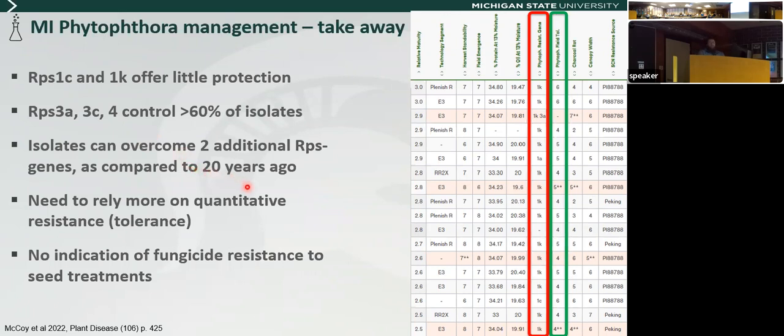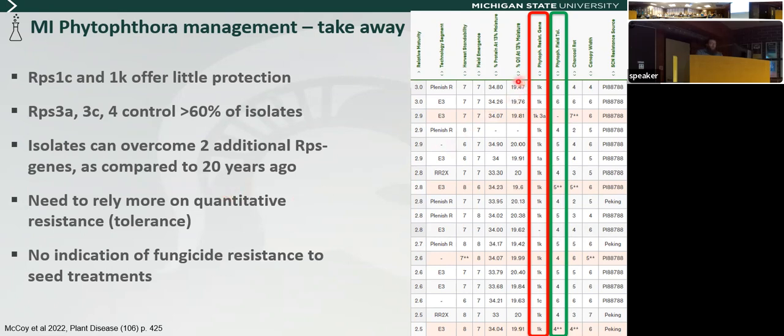From this, we think that farmers need to start relying less on those individual RPS 1K and 1C and start looking more into that quantitative resistance or field tolerance to try and get them through until we can get more efficacious resistance genes out.